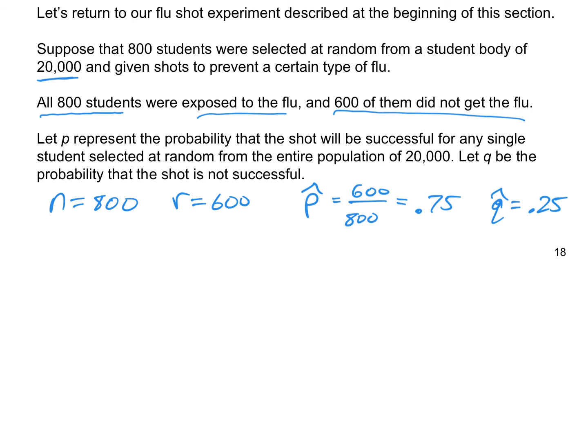Let's do our test. N times P hat, and N times Q hat. This is going to be 800 times 0.75, which we know is 600. And this is 800 times 0.25, which is 200. Both are greater than 5. Therefore, the data is approximately normal.